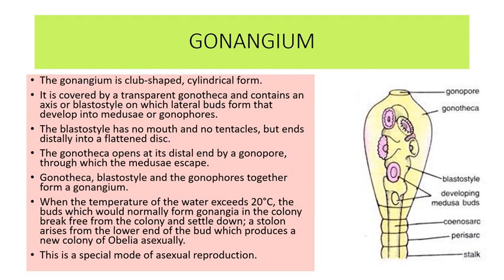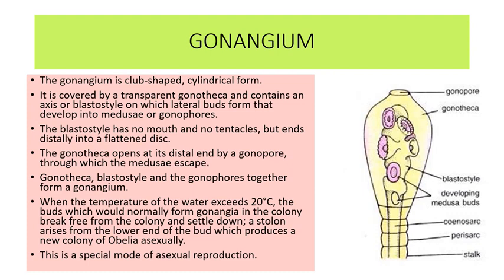When the temperature of the water exceeds 20 degrees centigrade, the buds which would normally form gonangia in the colony break free from the colony and settle down. A stolon arises from the lower end of the bud which produces a new colony of Obelia asexually. This is a special mode of asexual reproduction in the case of Obelia.